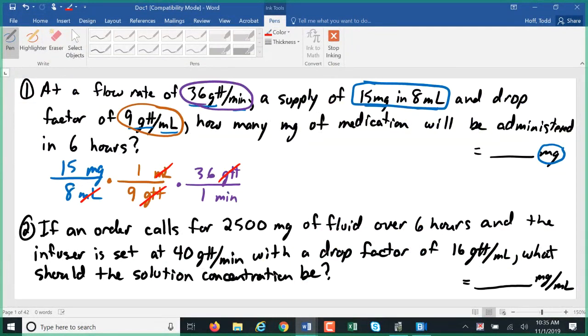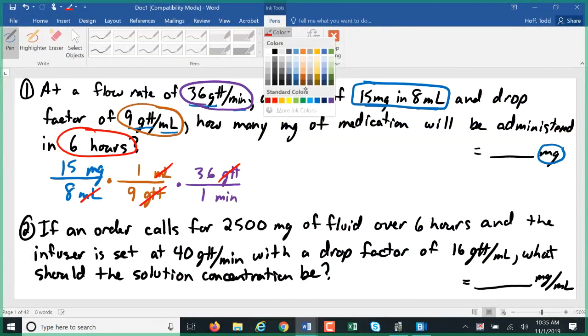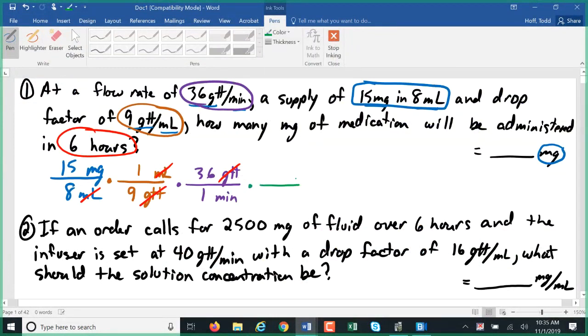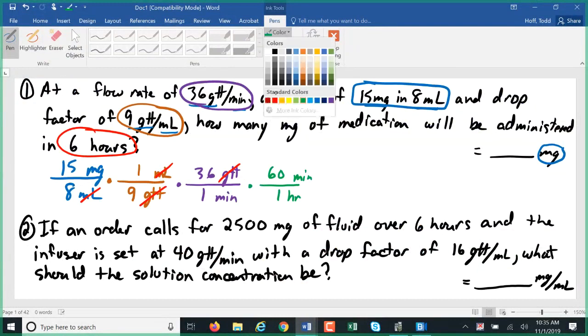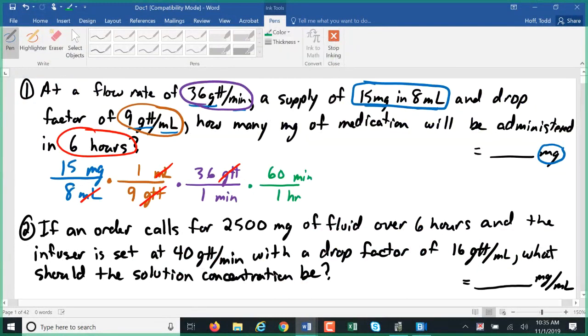We do have one value here that is not part of an equivalency, and that is the 6 hours. We can use that 6 hours to cancel out time. And right now we are in milligrams per time, but the time we have is minutes. So we want to convert our minutes to hours. 1 hour is 60 minutes. So the minutes cancel out there, leaving us with milligrams over hours.